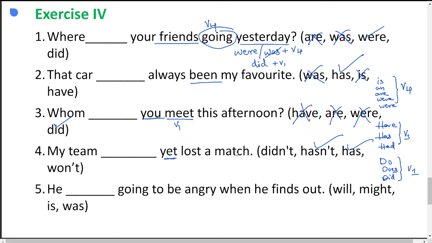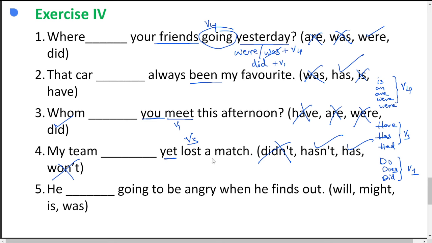Right? So my team didn't at lost the match cannot be used. Didn't is followed by V1. Lost cannot be used. Won't plus V1 must be there, not V2. Lost is V2 or V3. Okay, so hasn't V3, has V3 can be used. Right? See here. Has V3.